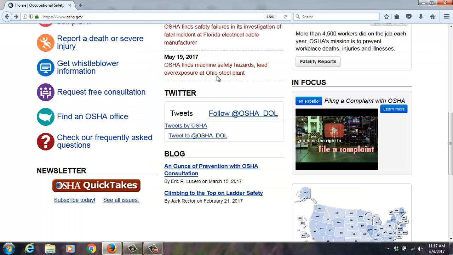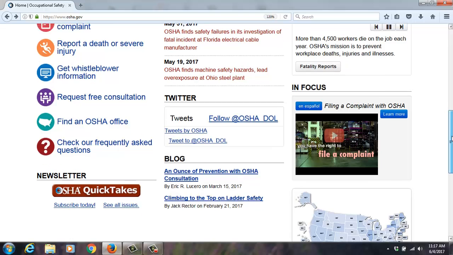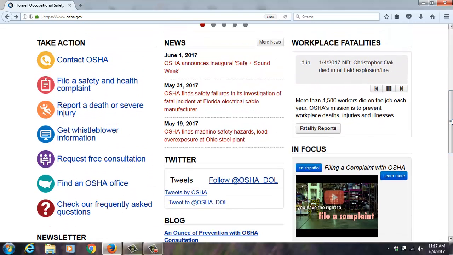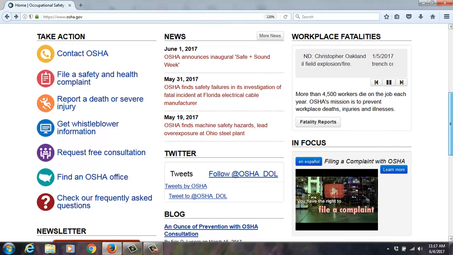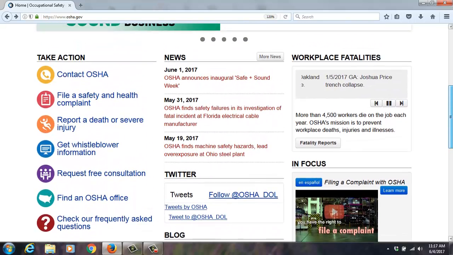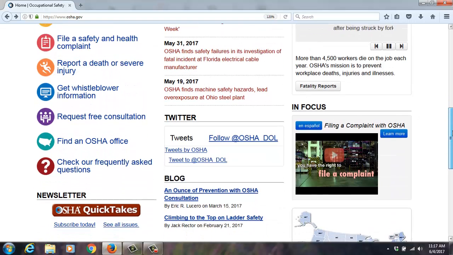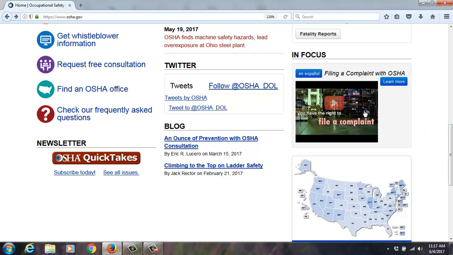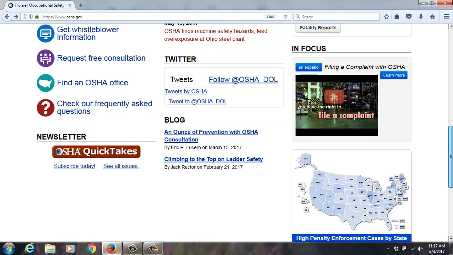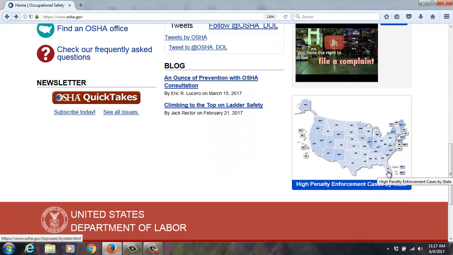Back out of here. In the center here, they have news, which I think somewhat reflects things they have up above there. They have a Twitter account and they've got a blog. Over on the right, it looks like they're streaming closed cases for workplace fatalities. We've got what looks like a link to a YouTube video on how to file a complaint for workers. And then this high penalty enforcement cases by state. And we'll come back to that later.